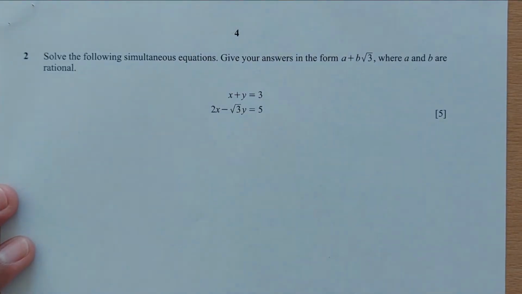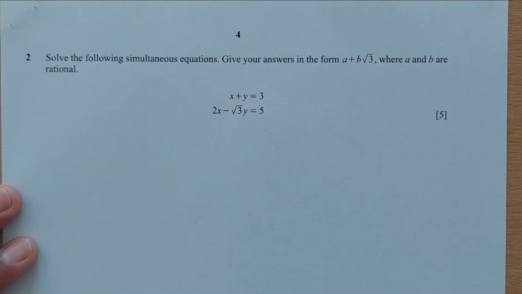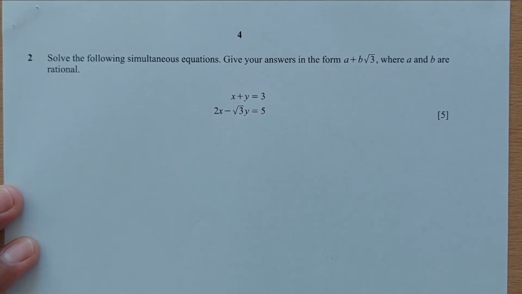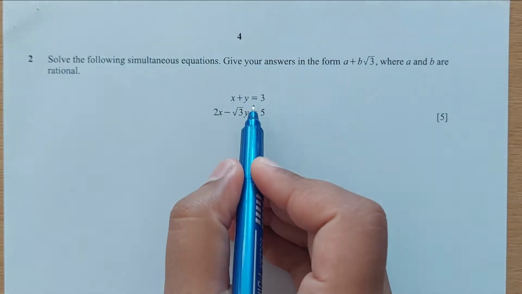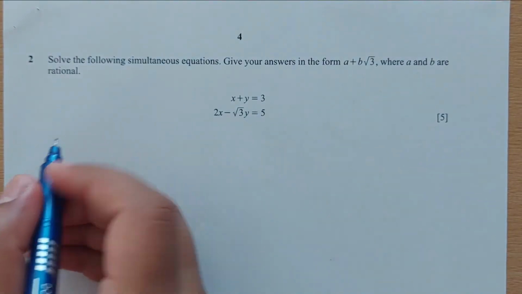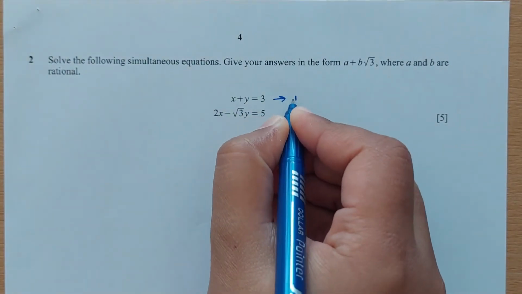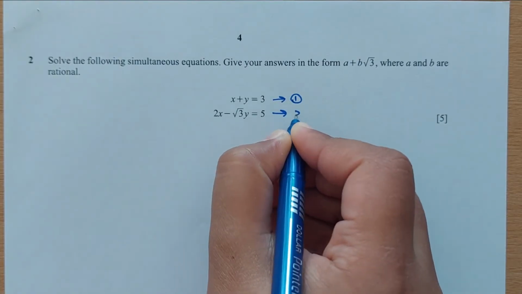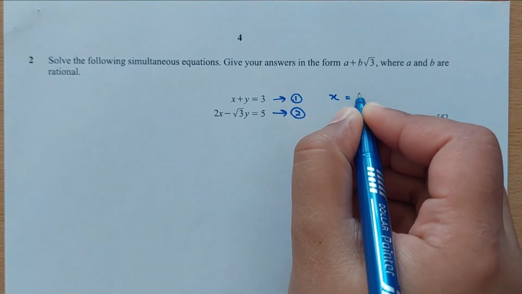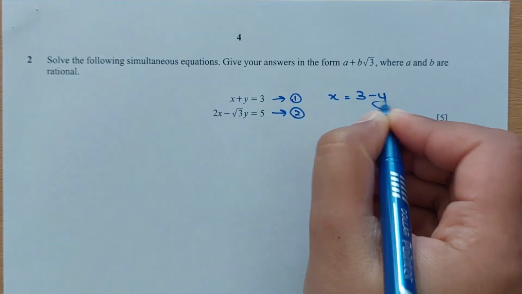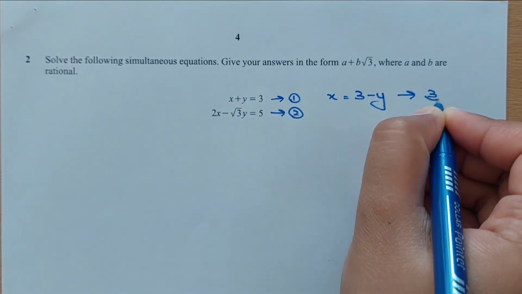Now for question number 2, solve the following simultaneous equations. Give your answers in the form a plus b square root of 3, where a and b are rationals. Okay, so we are given the system of equations. Let me use the method of substitution here. You have equation 1 and equation 2, right? From equation 1 we can say x equals 3 minus y. This is my third equation, right?